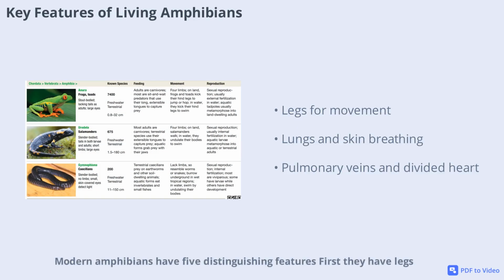Modern amphibians have 5 distinguishing features. First, they have legs, allowing most to move well on land. Second, they possess lungs for breathing air, though they also use their skin for respiration. Third, cutaneous respiration enables them to supplement lung breathing.